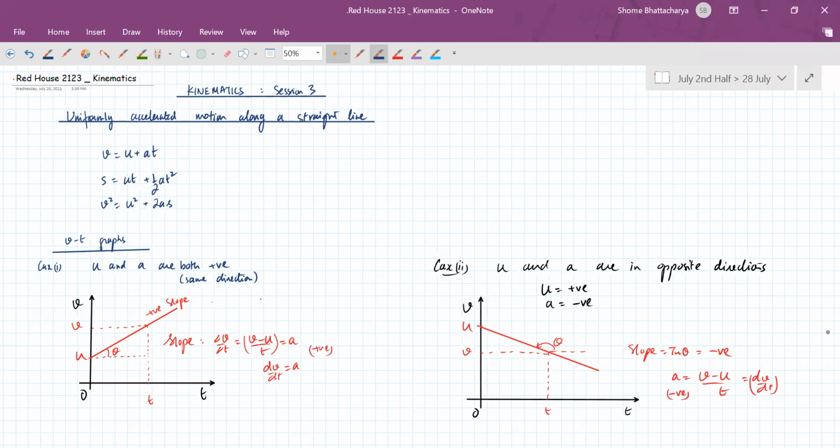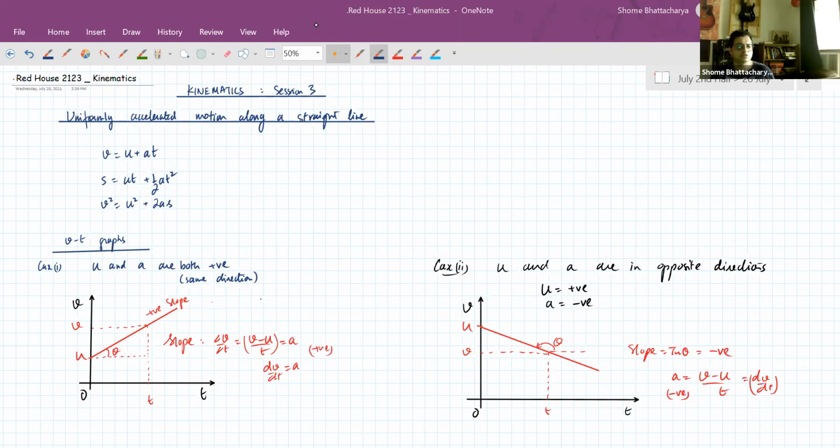The same with theta on the other side. Please speak a little louder, I'm not able to understand what you're saying.